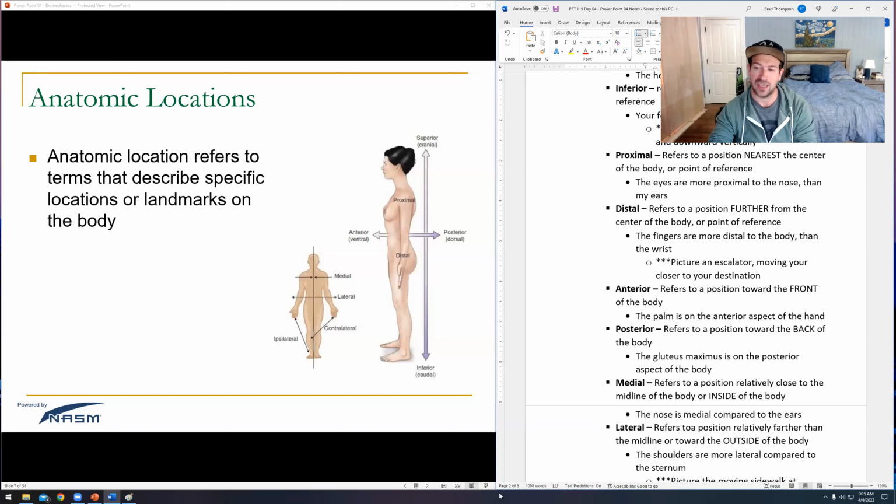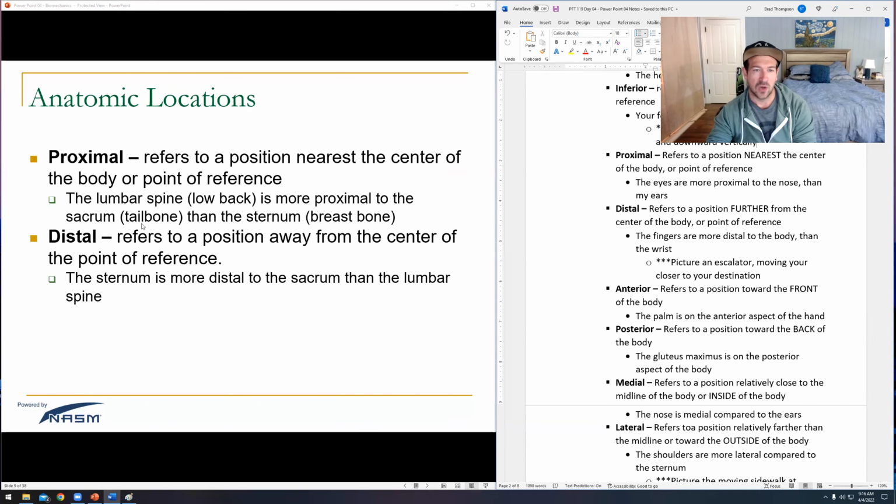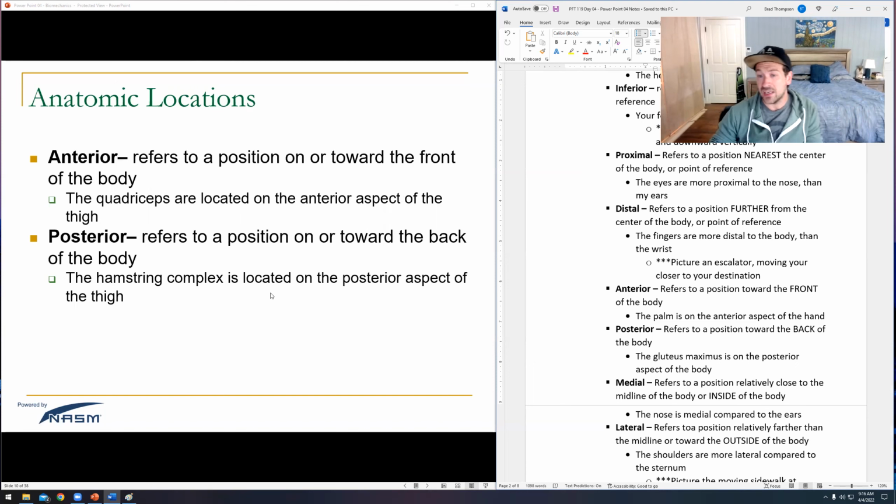So this one you can kind of picture like an escalator. This one moves in two directions at the same time. It goes up a little bit, but it can go to the side as well, in either direction there. So your lumbar spine, that's your low back, is more proximal to the tailbone than your thoracic spine would be, or in this case, I got the breastbone there. Your low back is closer to your tailbone than your upper back would be. And then your sternum is more distal than that. That's much further away.